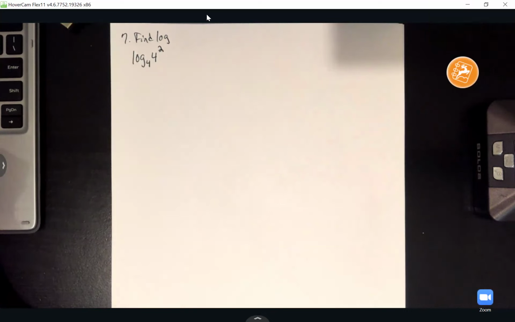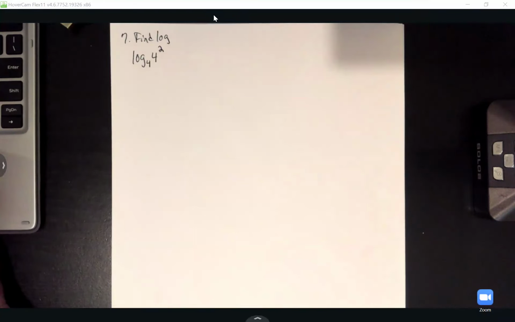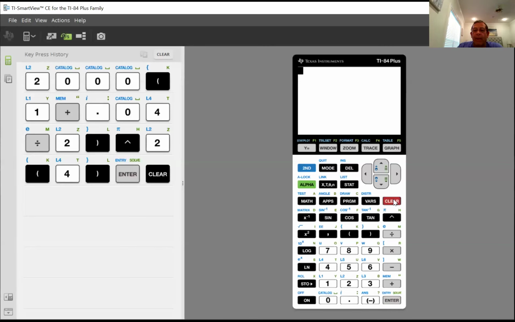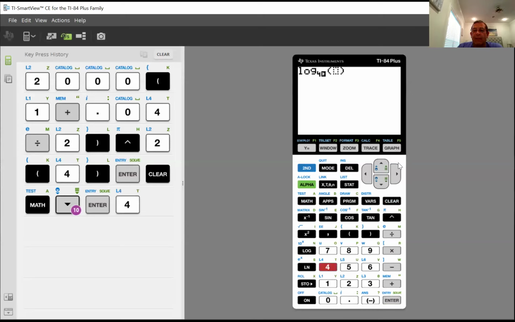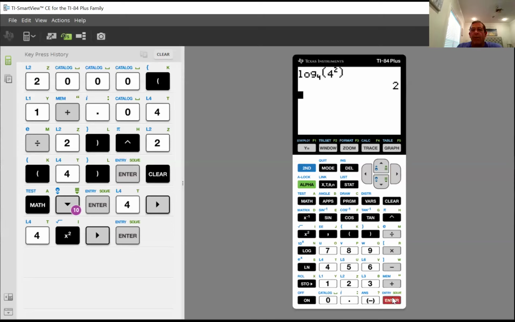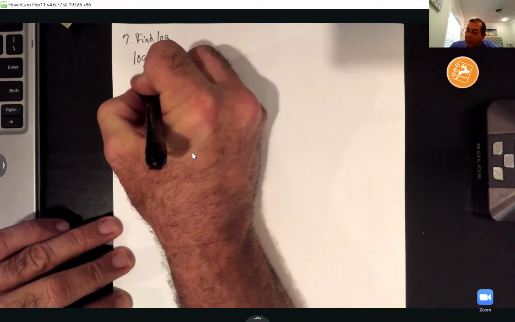We just want to evaluate this thing. So just go to your calculator. Okay, so on the calculator, hit math, arrow down to log base, hit enter on that, put in your 4 for your base, and then arrow right and put in 4 squared. So now it looks just like my problem, so I'm going to hit enter, and y'all look at that. The answer is always the exponent, okay? If the base of the log matches the base of the result raised to an exponent, that answer is always going to be the exponent, okay?